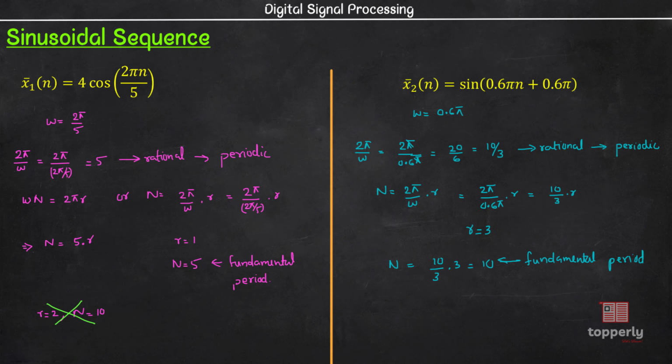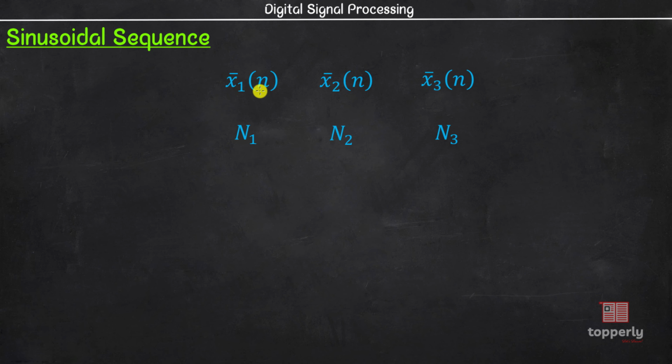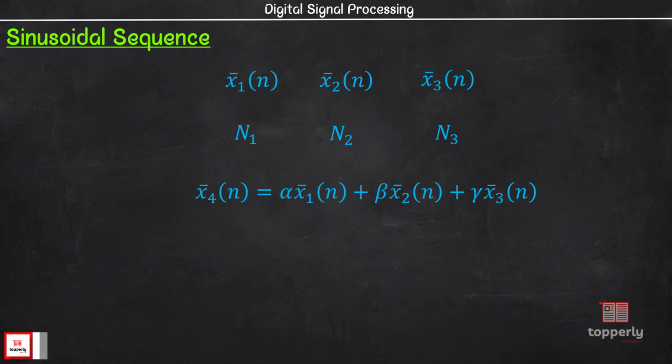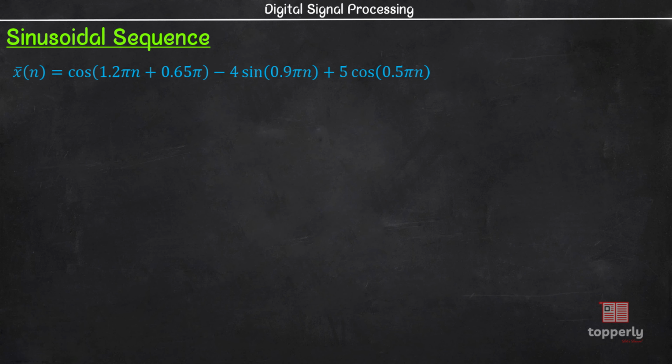Now consider three sequences x1 of n, x2 of n and x3 of n with periods N1, N2 and N3 respectively. If we take a new sequence x4 of n, which is a linear combination of x1 of n, x2 of n and x3 of n, then the period of x4 of n will be the LCM of N1, N2 and N3. To show that this is the case, let us consider an example.